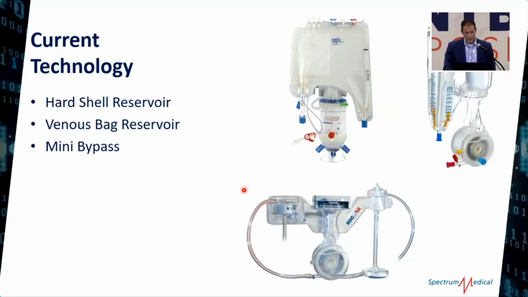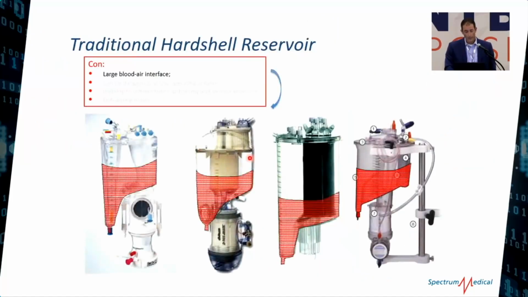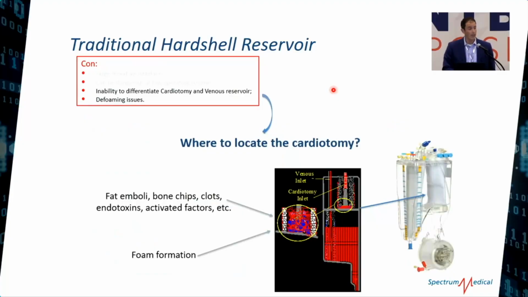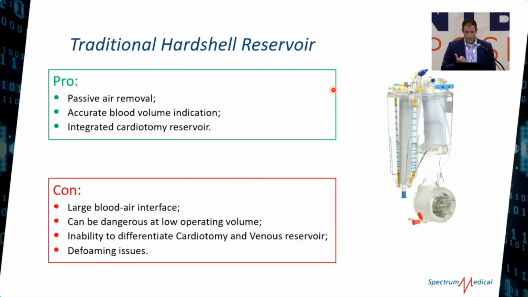I'll give a quick review of hard shell, venous bag reservoir, and mini bypass. Traditional hard shell, which I think most people are using in this room, has a large blood-air interface, is dangerous to operate at low volumes, and has an inability to differentiate between cardiotomy and venous blood. The pros of the traditional hard shell reservoir are passive air removal, accurate blood volume indication, and integration with your cardiotomy reservoir. So we fully acknowledge it's the most convenient way to pump on the market.